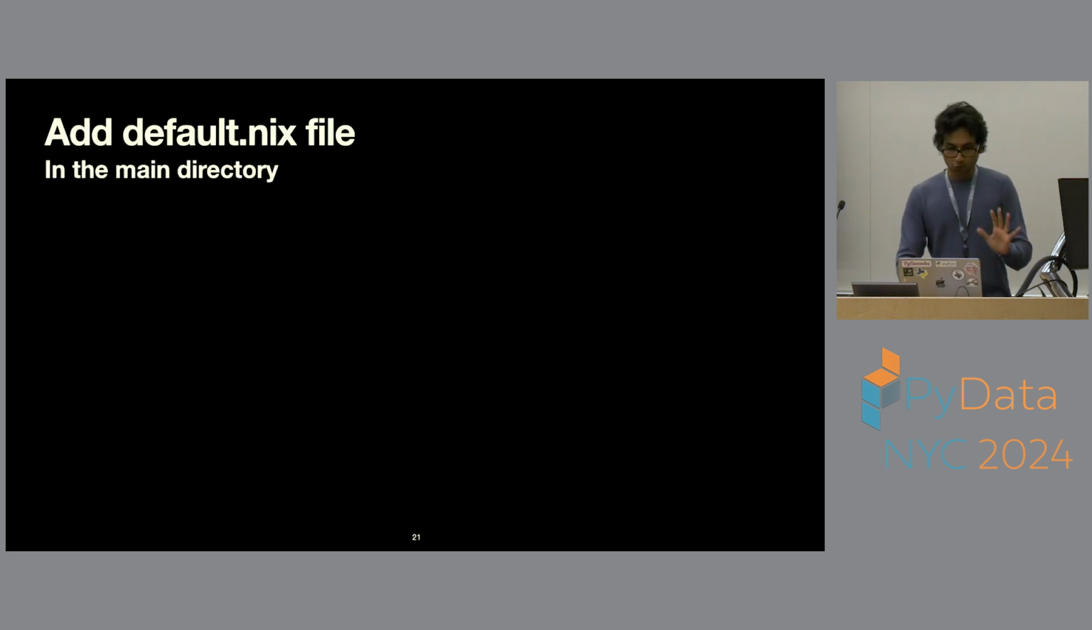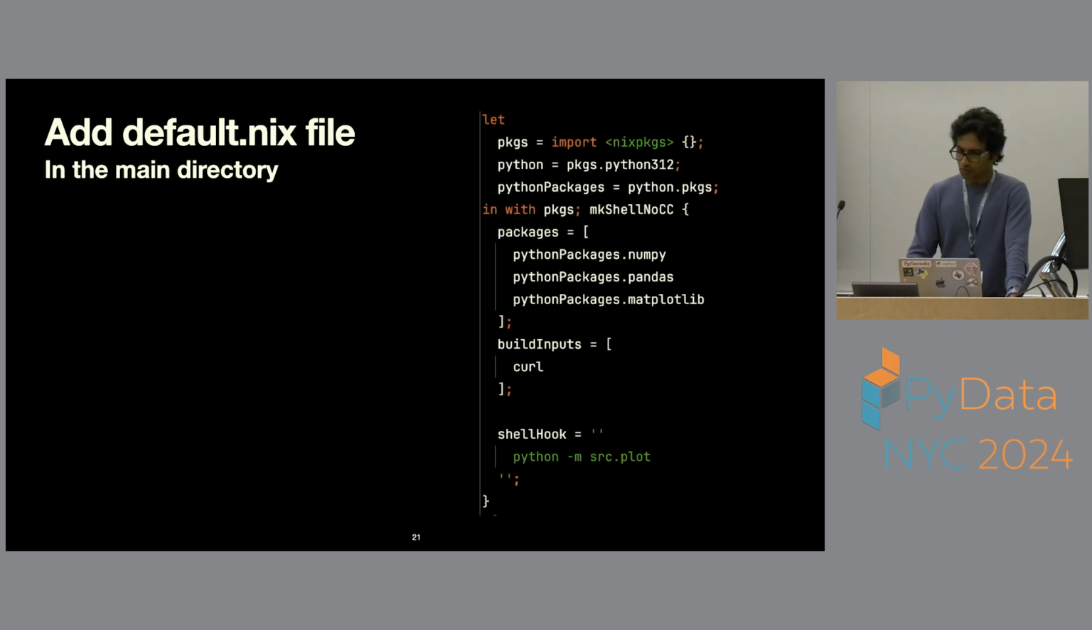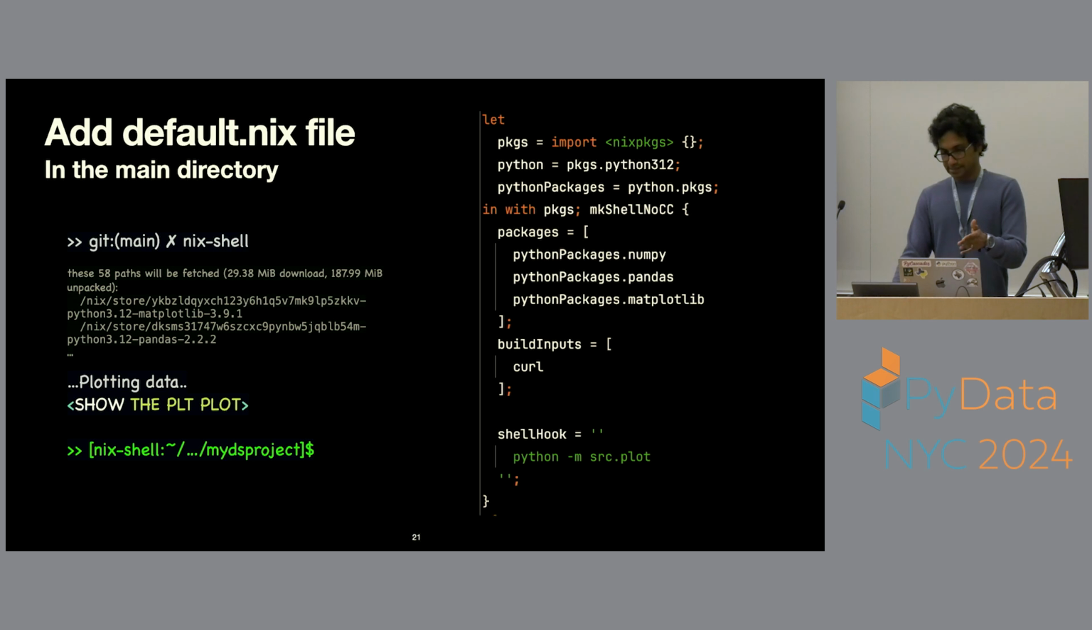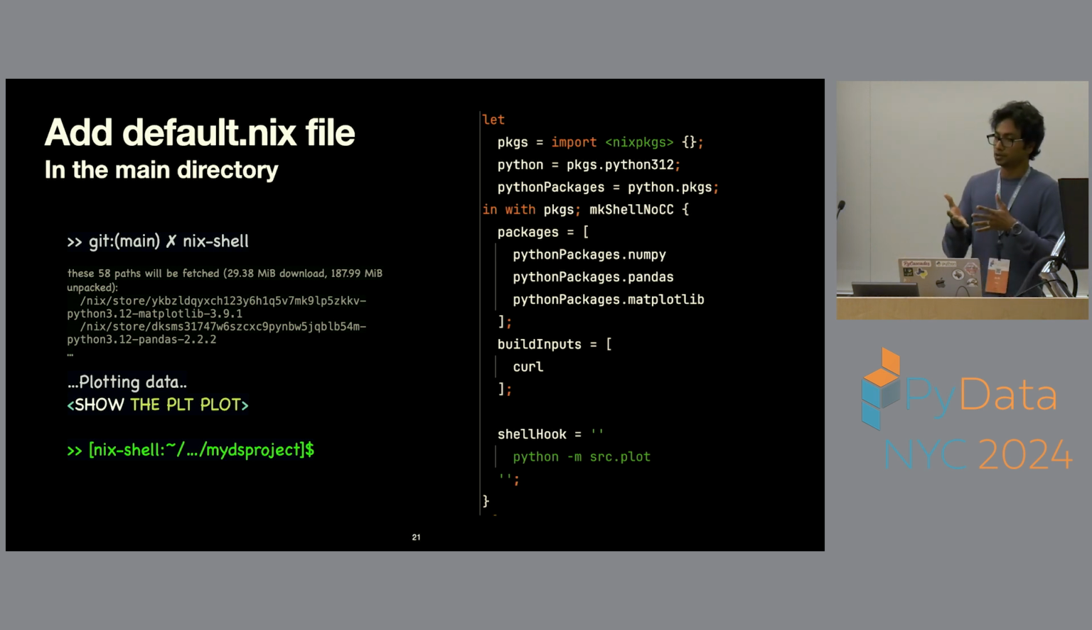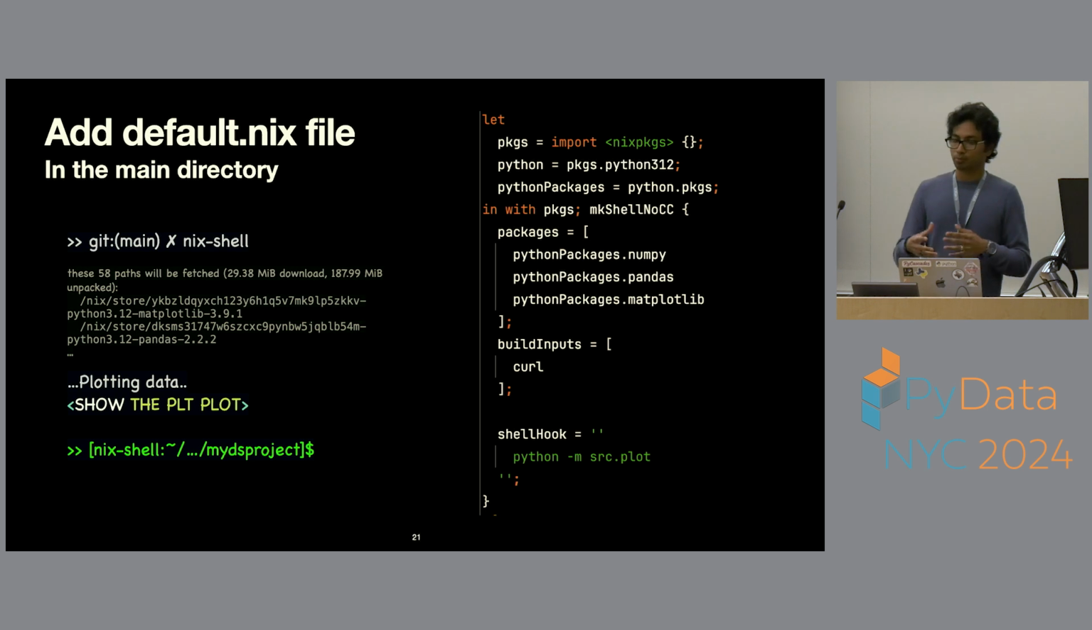So we first add the default.nix file in the main directory. On the right, you can see this code, which is written in the Nix language. It looks complicated, but I'll break that down. The first part is let. That let block basically defines some variables that you want to use later on, and also you're importing some packages.